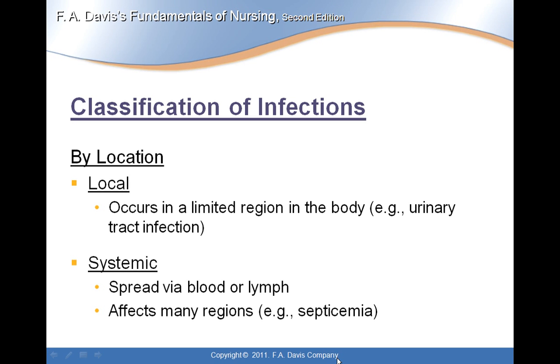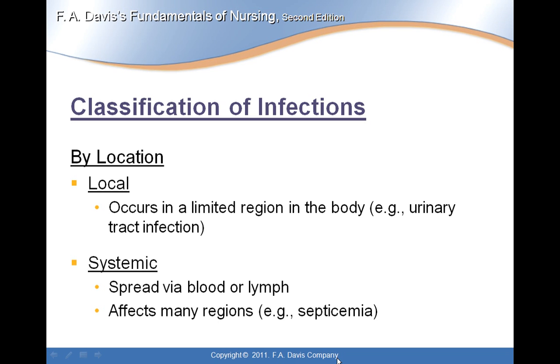Then the person may have a systemic infection, and so a systemic infection is something that's spread via the blood or the lymphatic system, and it can affect many regions such as septicemia. So the book talks about bacteremia, and it also talks about septicemia. So bacteremia, a person can get bacteria in the blood by things such as picking a bump. Maybe a person has a cut and bacteria enters that cut, and so they're getting some type of bacteria in the bloodstream. Well, septicemia is that infection becoming more pronounced in the blood or the lymphatic system.